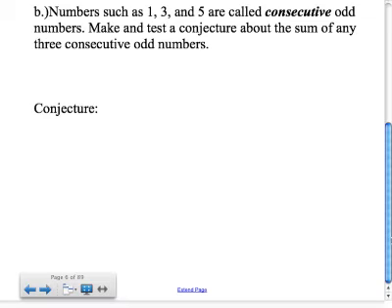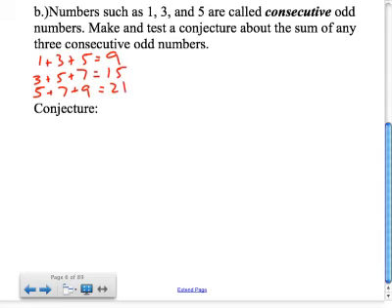Okay, in part B it says numbers such as 1, 3, and 5 are called consecutive odd integers, or odd numbers. Make and test a conjecture about the sum of any 3 consecutive odd numbers. So I have 1, 3, and 5, that's 9. Let's see here, I have 3, 5, and 7, that's 15. I have 5, 7, and 9, that's 21. So if you notice, it appears as though that pattern is remaining the same. Let's just try a couple more consecutive odd integers. 21, 23, 25. Let's see here, that's 44, 64, 69. 23 times 3 is 69.